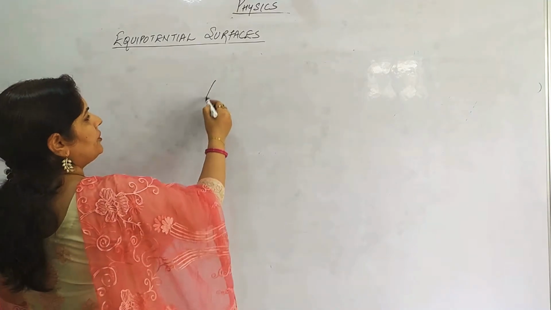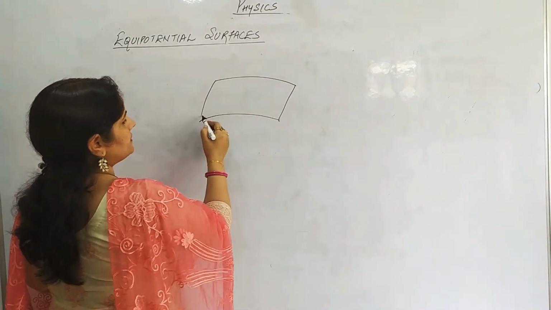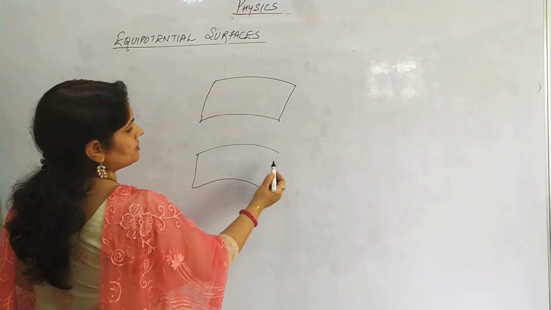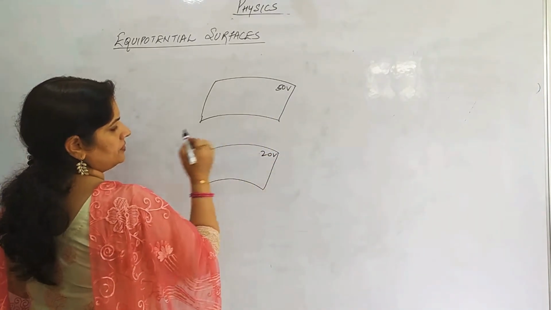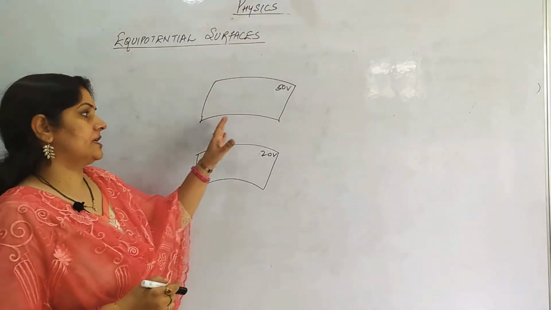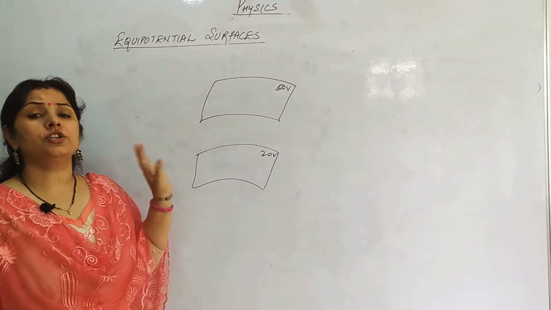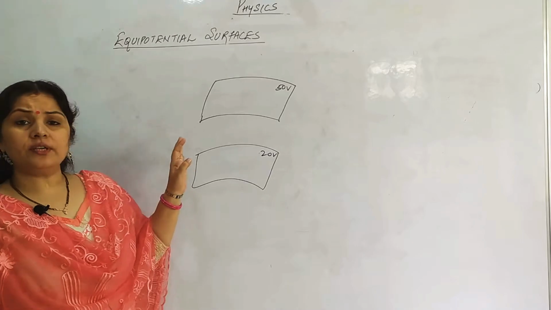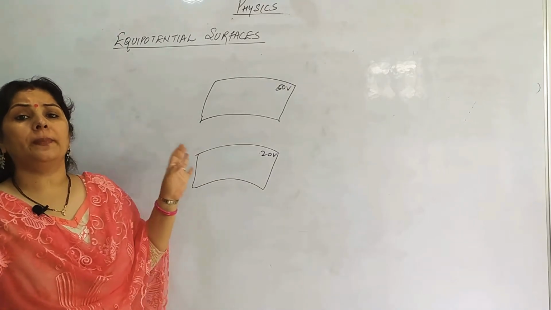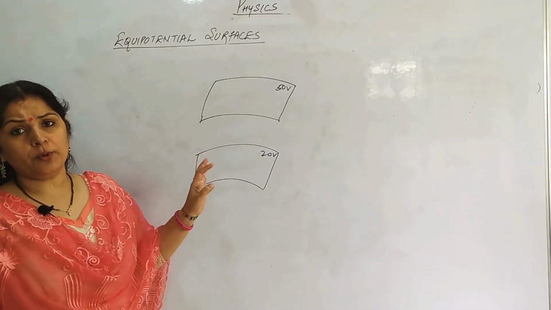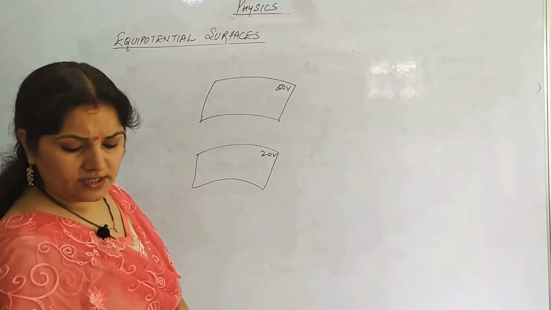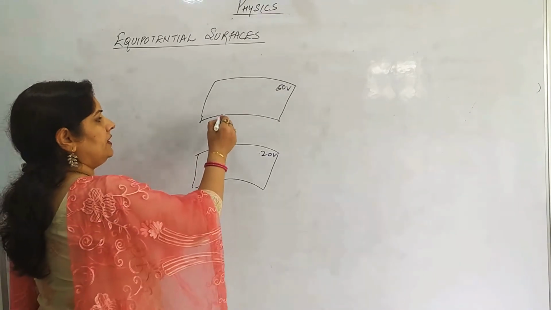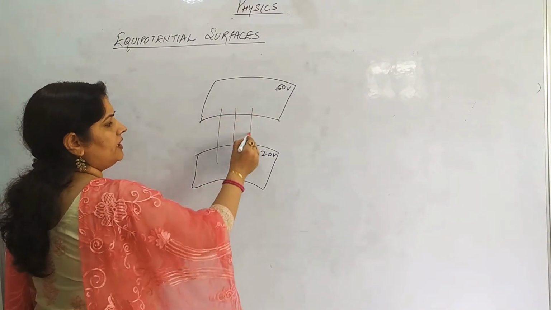Suppose there are two equipotential surfaces. This is equipotential surface 1 and this is equipotential surface 2. This is at 50 volts, this is at 20 volts. I need to find out the direction of electric field. Just now we have discussed that electric field is always perpendicular to the equipotential surface. So if these two equipotential surfaces are there, then this is the direction of the electric field. That is how electric field will exist.